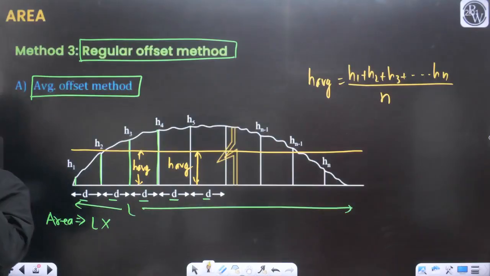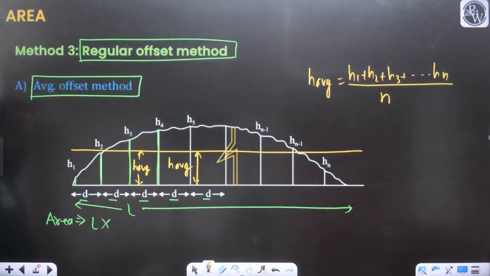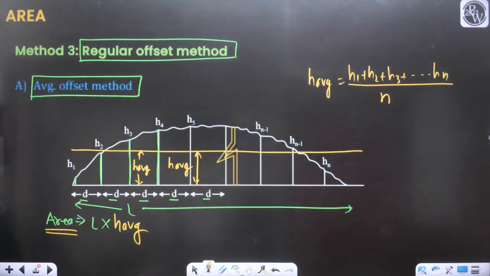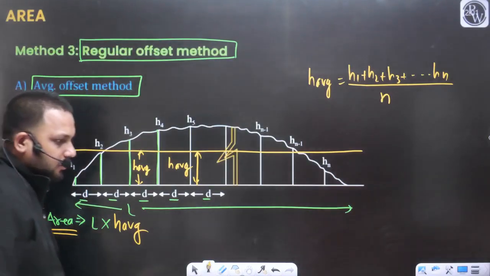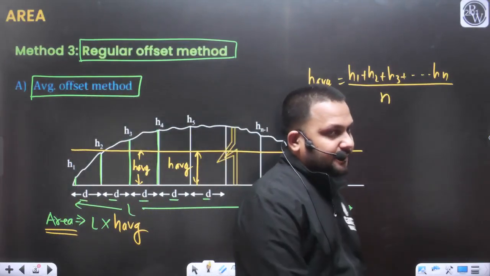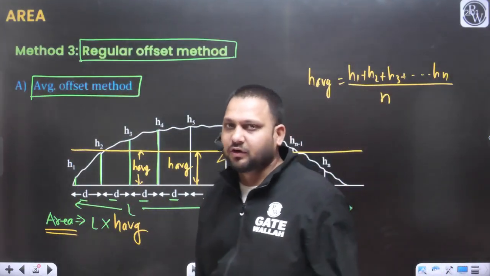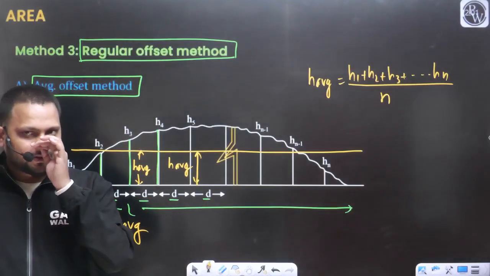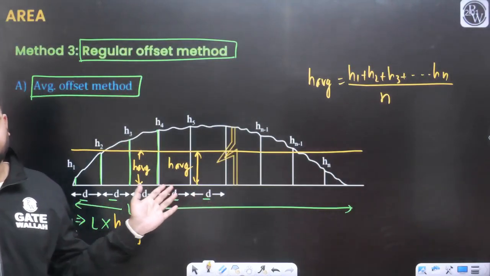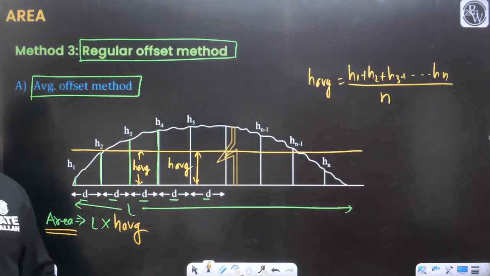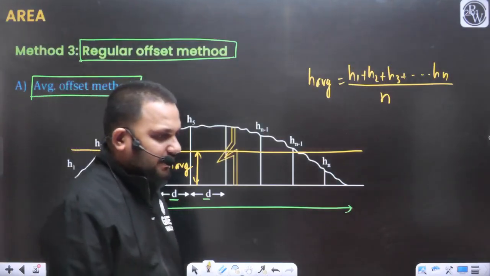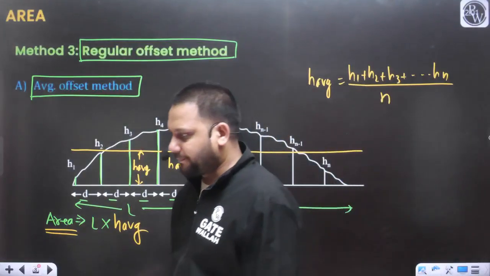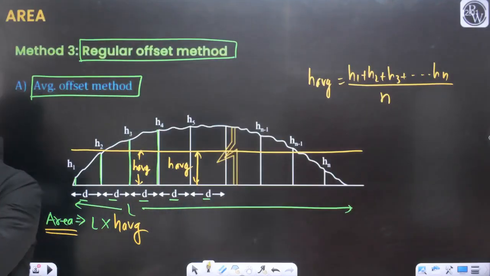So if I multiply L with H average, can I get the area? But again, this is not going to be a 100% accurate method, because all the offsets do not have a dimension equal to H average. Some offsets are greater than H average, some are less than H average, but you can calculate the approximate area in this way.